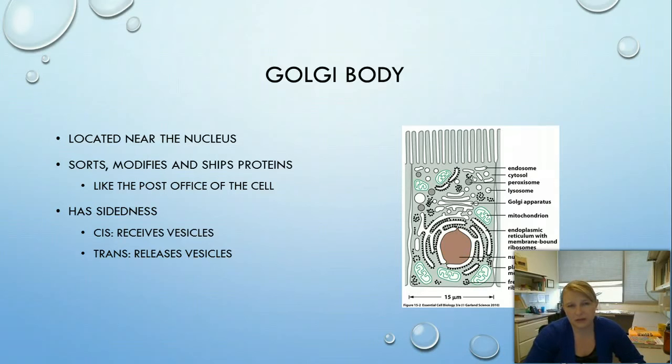Now, it's really important to understand that the Golgi has sidedness. It means that it has a cis side, which receives the vesicles, and the trans side, which releases the vesicles. And this is important because this is how things transfer through the Golgi. We're going to talk about this a lot more in a little bit, but I want you to make sure you understand now that there's a sidedness to it.